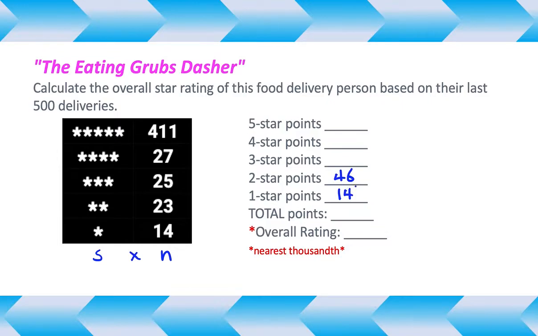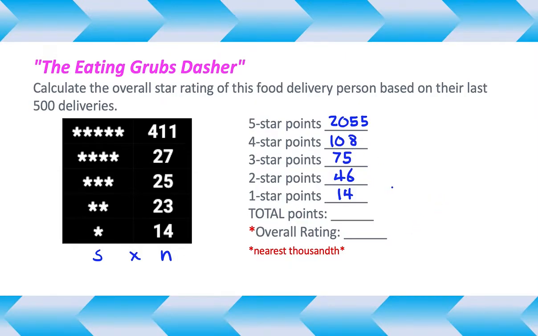And you're like, that's a lot of points. Yeah, hold on, we're not there yet. A 3-star rating 25 times is going to get you 75 points. A 4-star rating 27 times is going to give you 108 points. I have these pre-calculated on the side, so I'm not that good. I saved it. A 5-star rating 411 times is going to be 2,055 points.